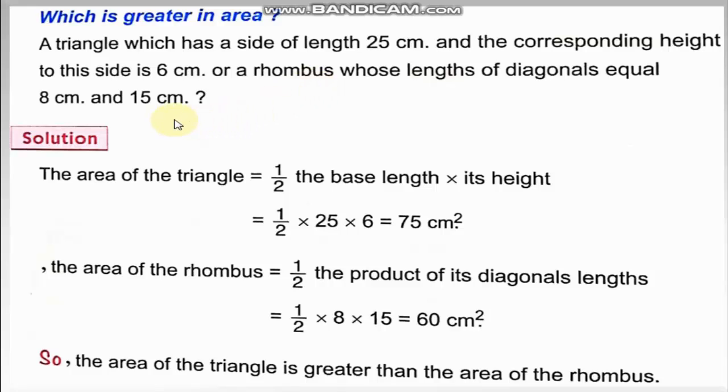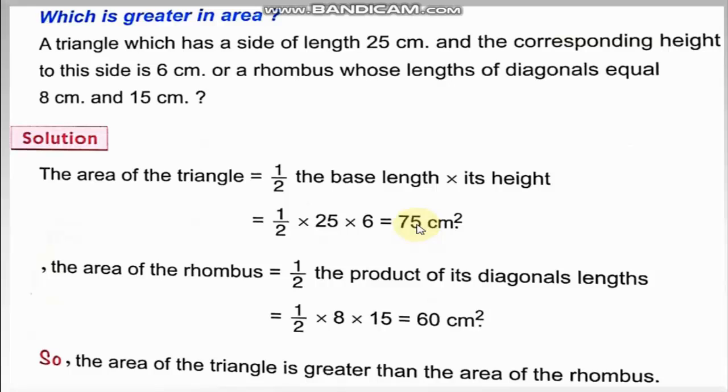To answer this question, we know that the area of a triangle equals half the base length times height, and the base length here is 25 centimeters and the height here is 6 centimeters. It will be half times 25 times 6. Half 6 here is 3. 3 times 25 equals 75 centimeters square.